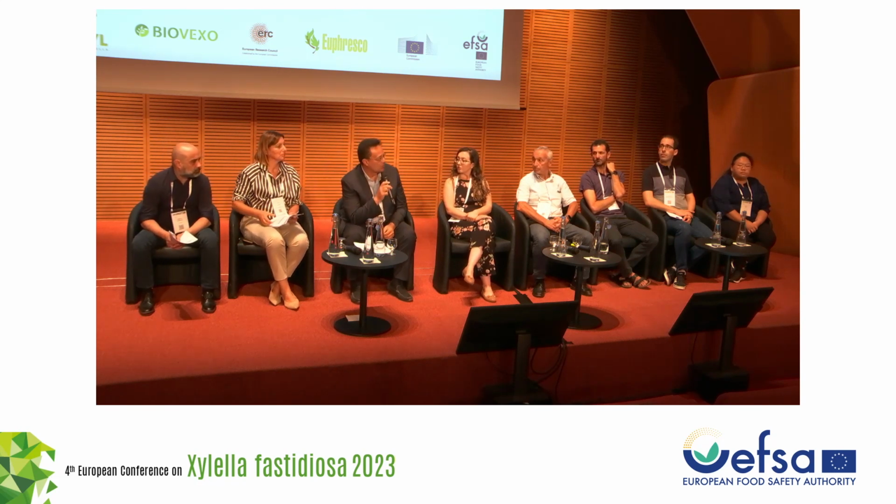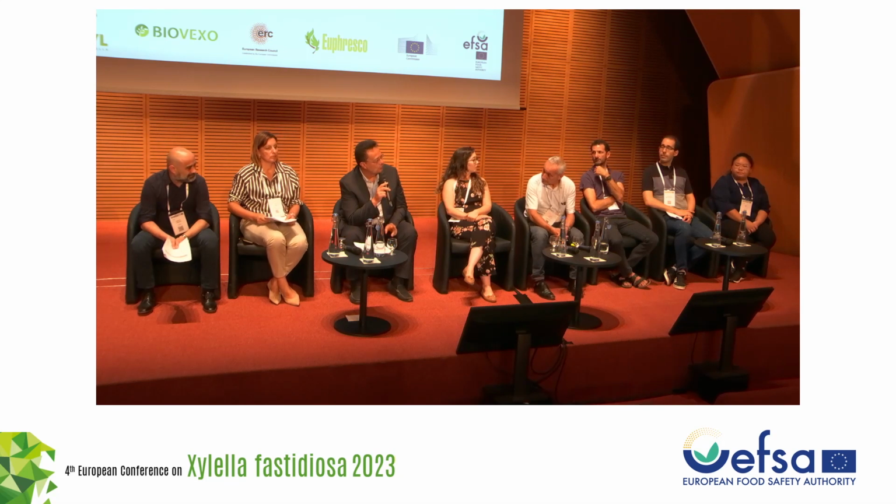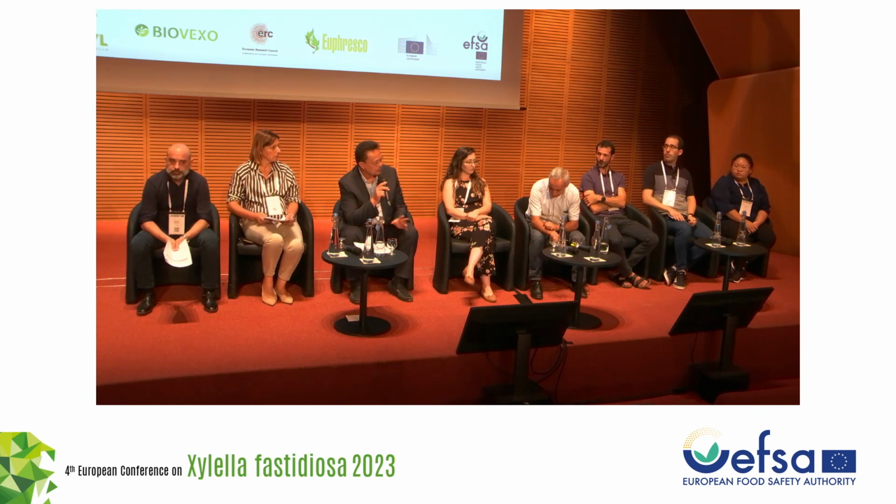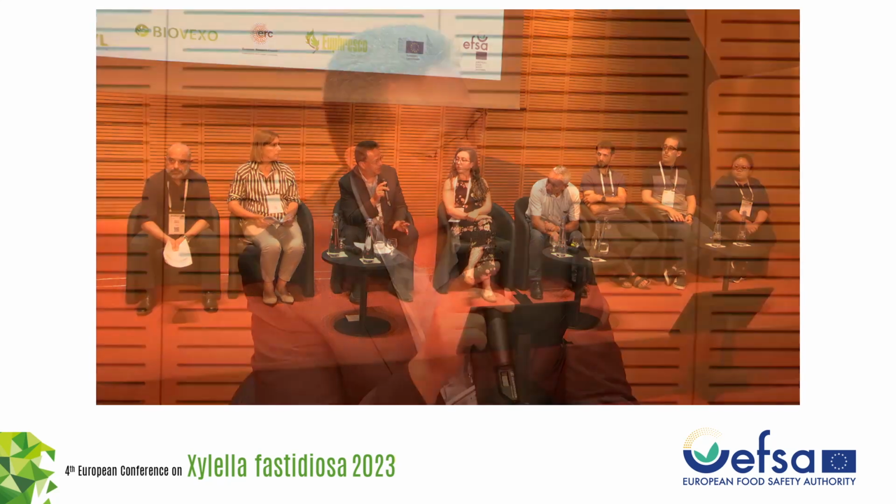One question to Pasquale. So you have two varieties which are resistant, identified resistant in Apulia, so Leccino and the Fa-Vo-la FS17 from the Frantoio group, so it's a different lineage. Do you see a difference in the resistance, or do you think it's the same mechanism?